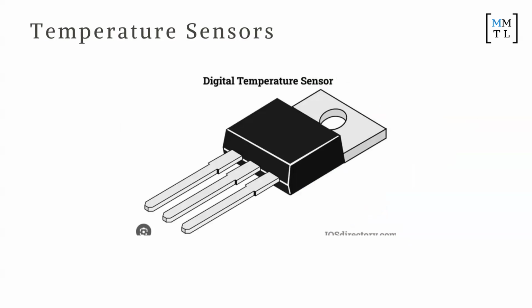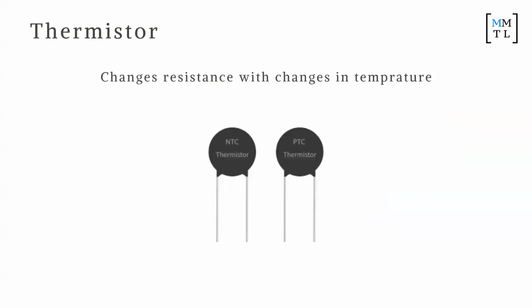Temperature sensors you can play around with. This is what's called a thermistor. So this is a resistor that changes resistance with changes in temperature. Okay, so if you think about things that require certain temperature requirements, like ovens or microwaves or whatever, there's often a thermistor inside the device.